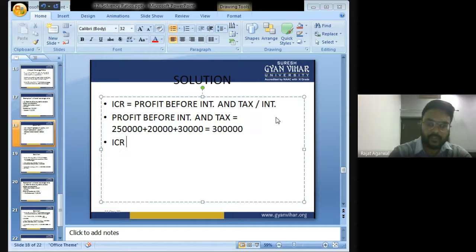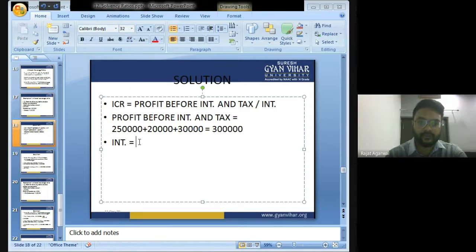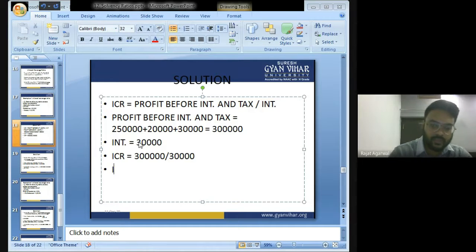So interest coverage ratio. Acha, we have to calculate interest also, no? What is the interest amount? Interest is rupees 30,000. So interest coverage ratio equals profit before interest and tax 3 lakh divided by interest 30,000. So interest coverage ratio is going to be 10:1.